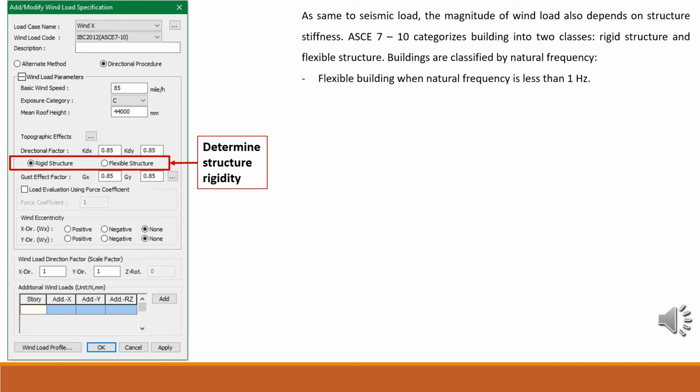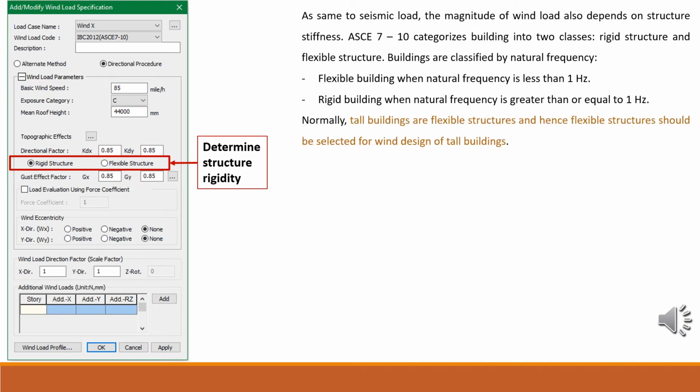Flexible building when natural frequency is less than 1 Hz. Rigid building when natural frequency is greater than or equal to 1 Hz. Normally, tall buildings are flexible structures and hence flexible structures should be selected for wind design of tall buildings. Natural frequency of building can be estimated by formulas if the following criteria are satisfied.